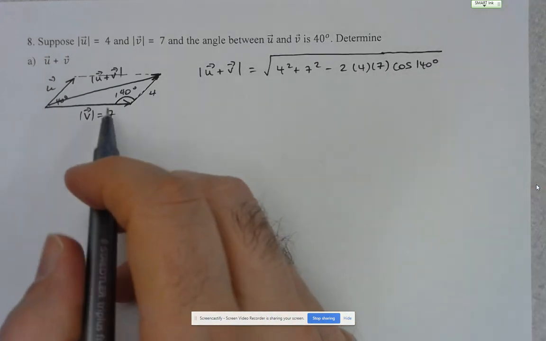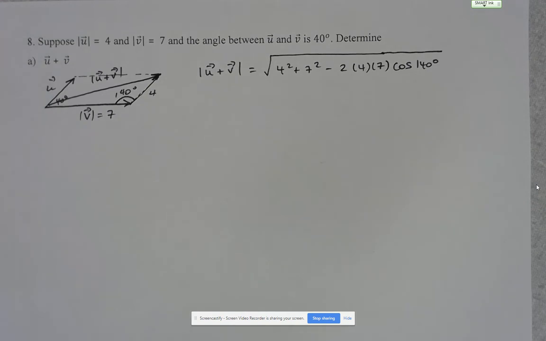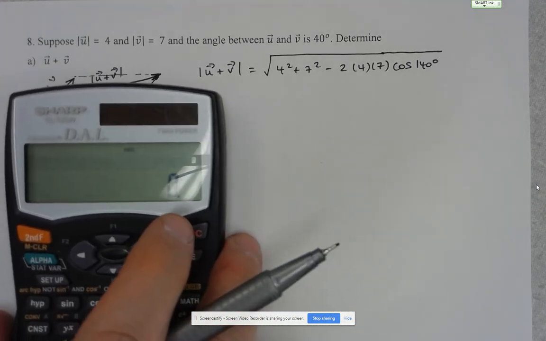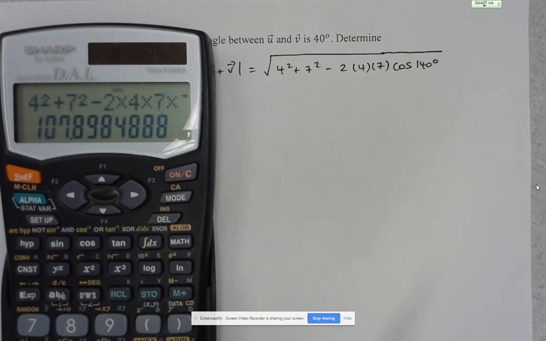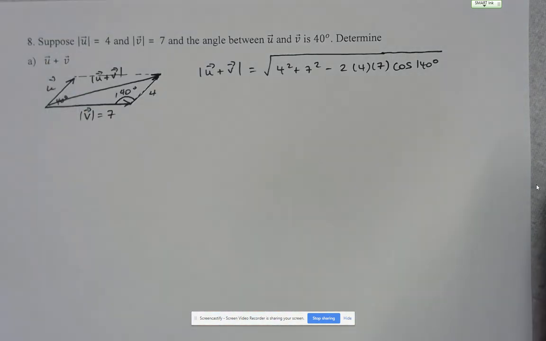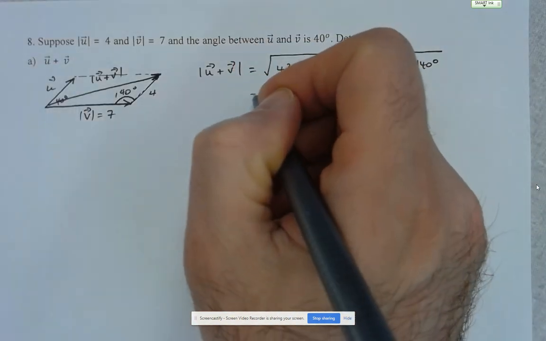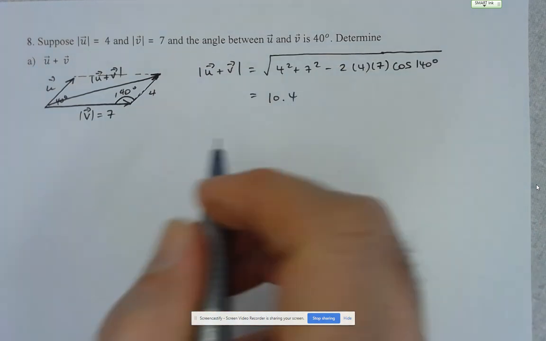This is why it's very important to make sure we get the correct angle. So let's get our calculator out and calculate this. I've got 4 squared plus 7 squared minus 2 times 4 times 7 times cos of 140. And then I'm going to take the square root, so I'm just going to take exponent 0.5. And here we have 10.4. Probably good to take two decimal places, but I'm going to go a bit quick, so I'm just going to take 10.4. So that's the magnitude.